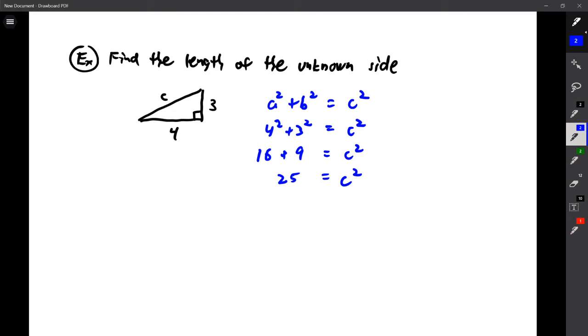All right. So we have 25 equals c squared. We want to find c. So what we need to do is take the square root of both sides.